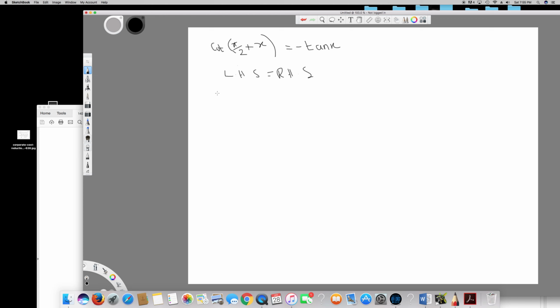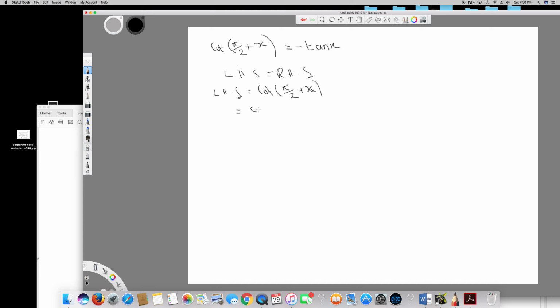So if we take the left hand side, it's equal to cot(5π/2 + x). We can write cot as the reciprocal of tan, as we know already. So tan theta is equal to sin theta over cos theta. Therefore cot theta is equal to cos theta over sin theta.